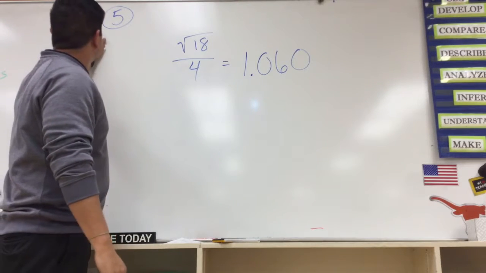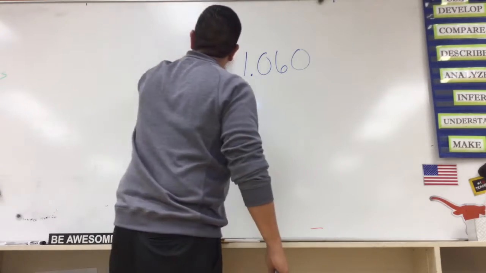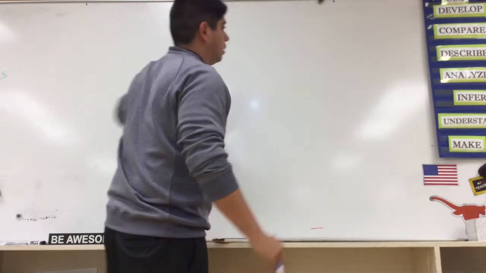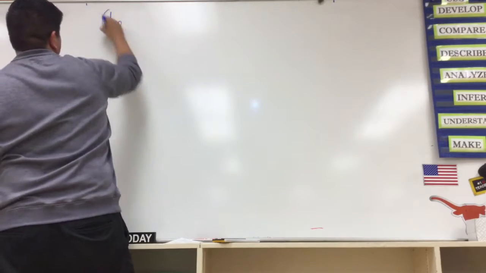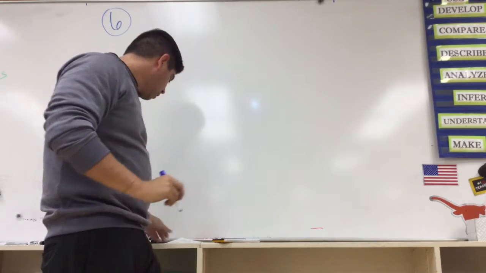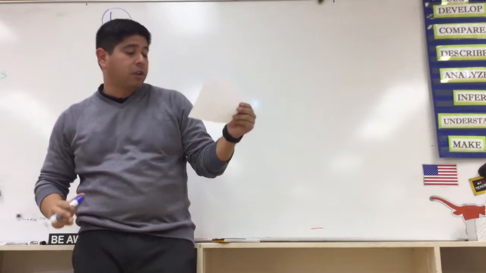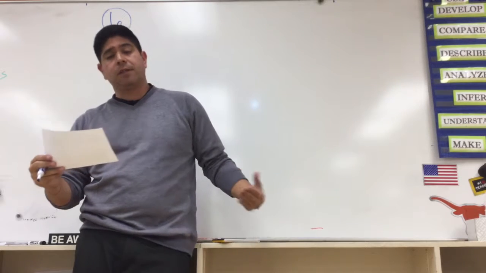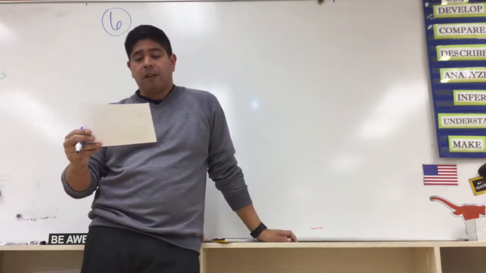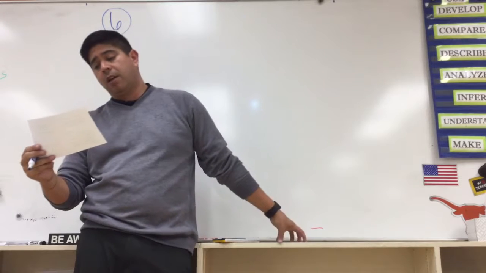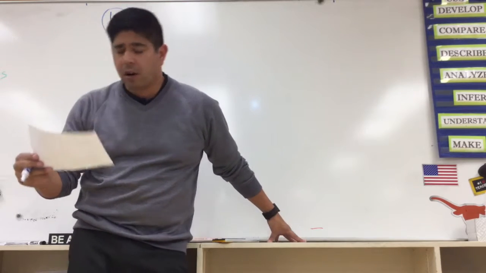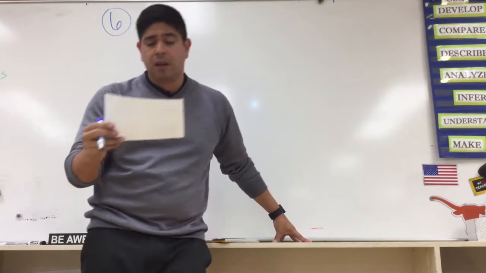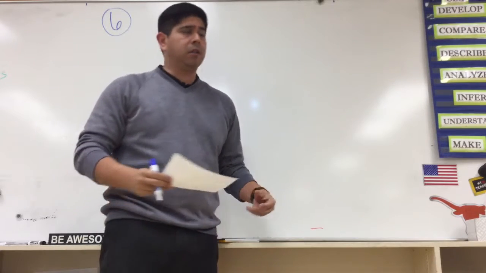All right. Number 6. Over halfway done. Okay, number 6. Two drivers are driving across country. Driver A is driving 55 miles each hour and has already driven 244 miles. Driver B is driving 45 miles each hour and has already driven 300 miles. Write an equation to model this situation.